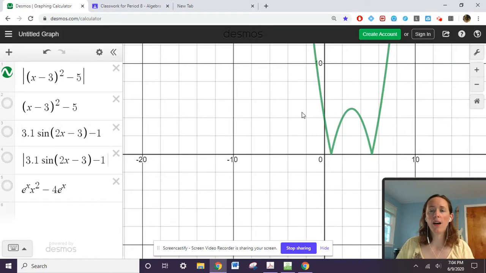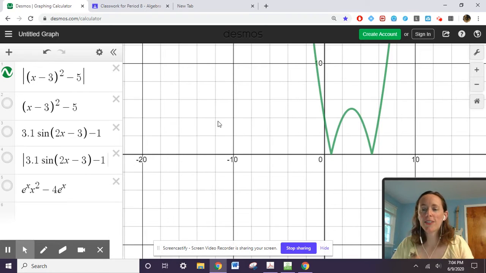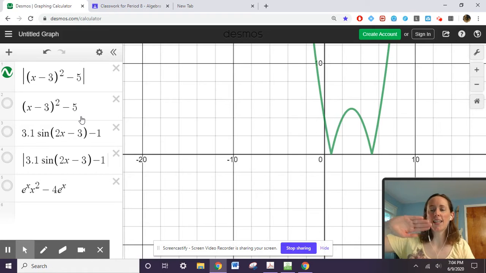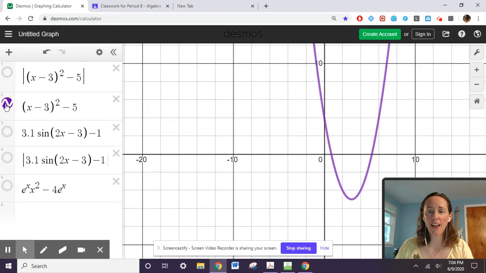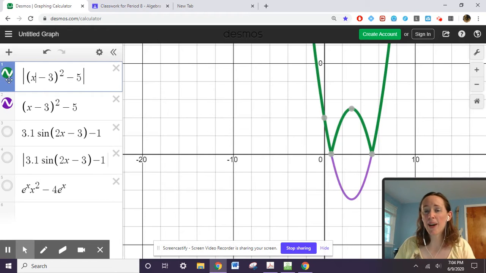Okay, on Desmos, here's the absolute value graph that we're looking at. What absolute value does when you put it around an entire function is it takes anything that's below the x-axis and flips it up above the x-axis. So if we look at the parabola itself, moved right 3, down 5, as shown, what you want to do is picture this part. When we put absolute value around the entire equation, that part is just going to flip up, and that's how you get the green graph.